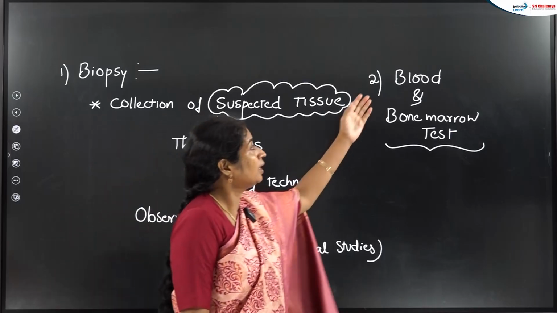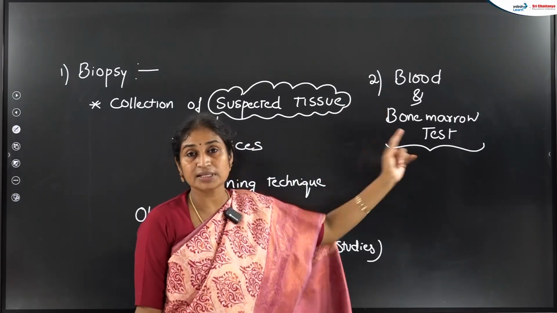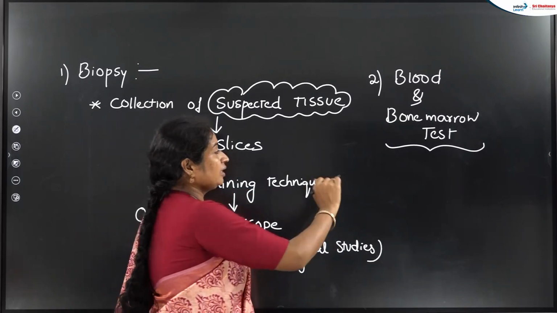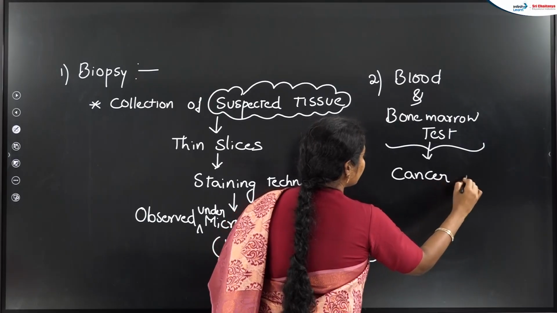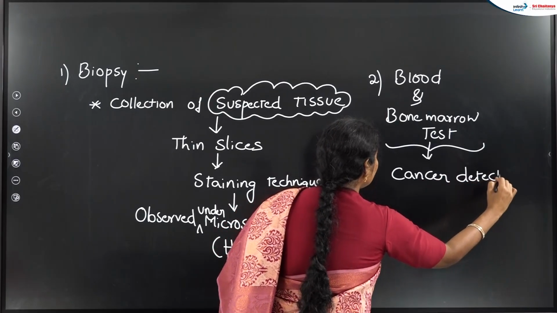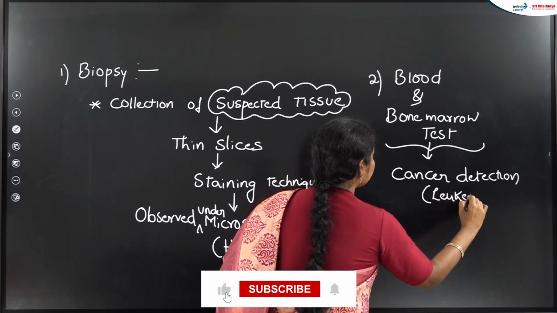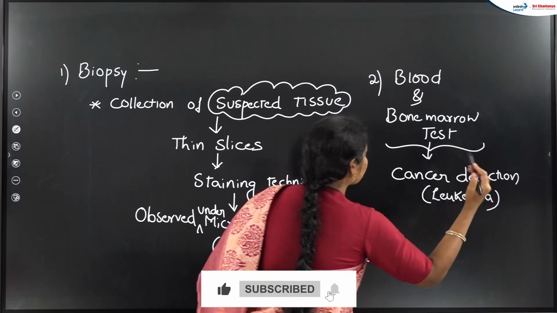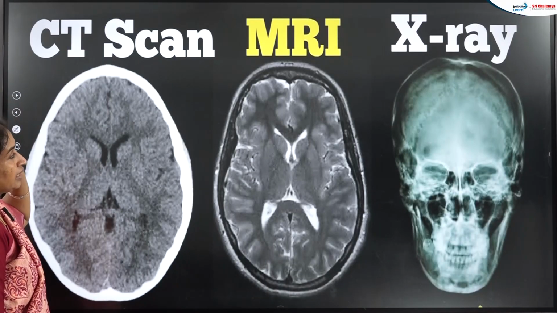We have to count the number of cells present in the blood, or even detect the number of stem cells present in the bone marrow, and finally we can identify the cancer. It leads to cancer detection. But we use this only for blood cancer, that is leukemia. Next one is imaging techniques.